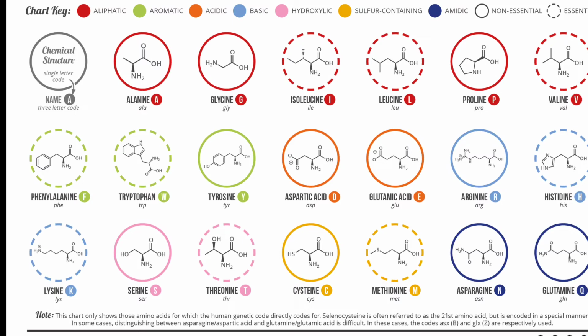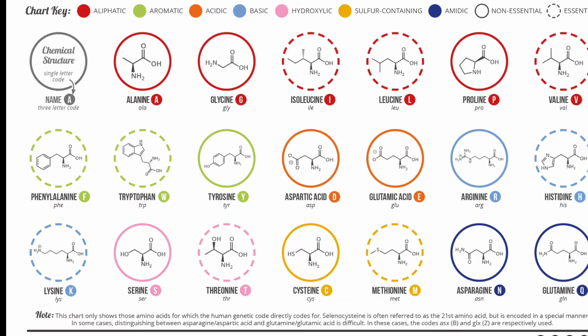Three classifications of amino acids, based on the ability of synthesis by organisms: essential amino acids, non-essential amino acids, and conditionally essential amino acids.